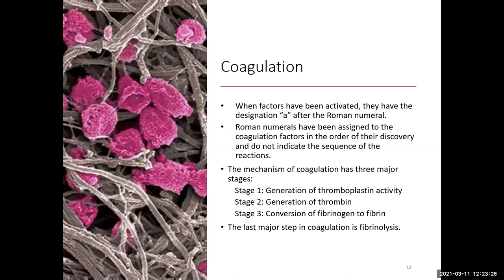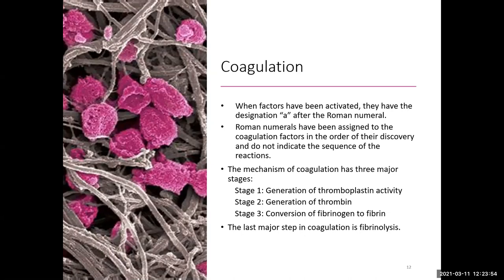So the system of giving it the Roman numeral is based on how they were discovered. It's not necessarily that's when it's activated and comes into play in the cascade, but it's very confusing because you want to put it in order of the Roman numeral, but that's not how it goes.